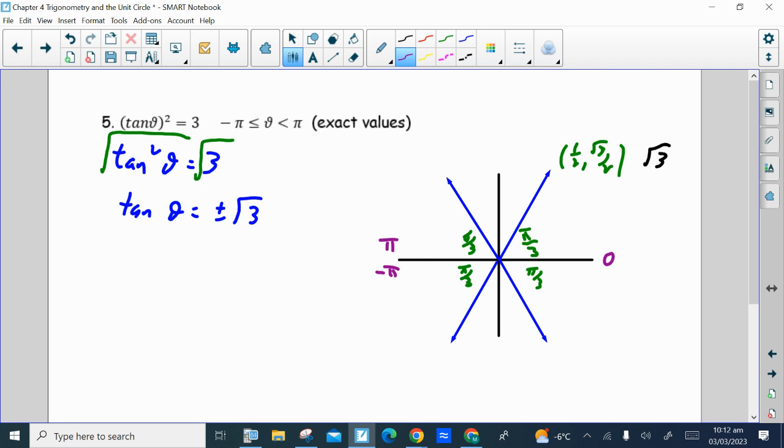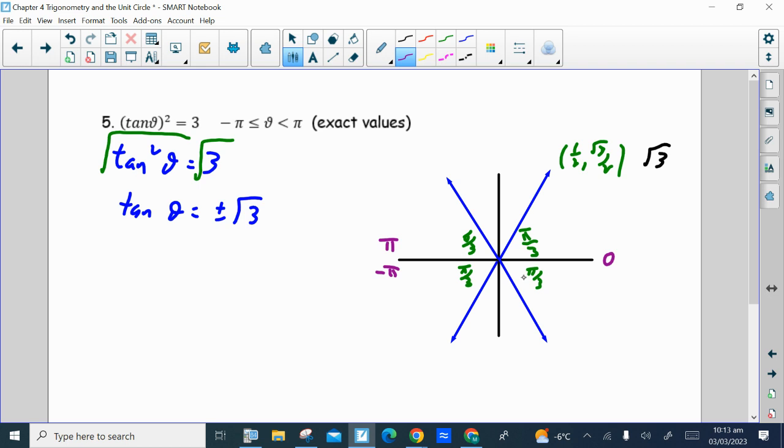Also notice that if there was an answer on the negative x-axis, we could only use negative pi, not positive, because it says that theta is greater than or equal to negative pi and only less than positive pi. But none of our answers will be on the negative x-axis. Our four answers will come from these four terminal arms.